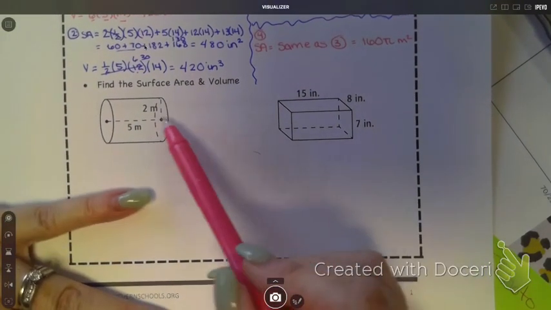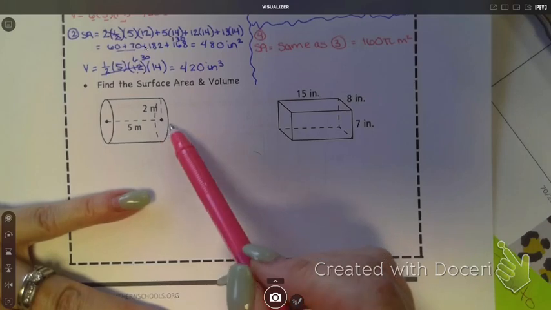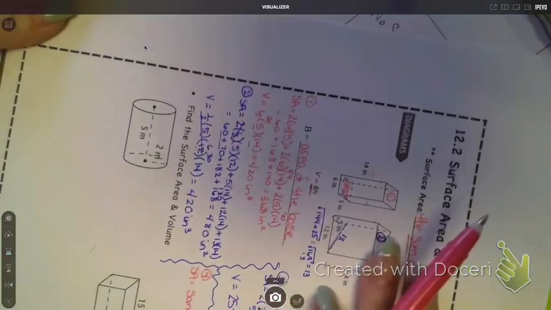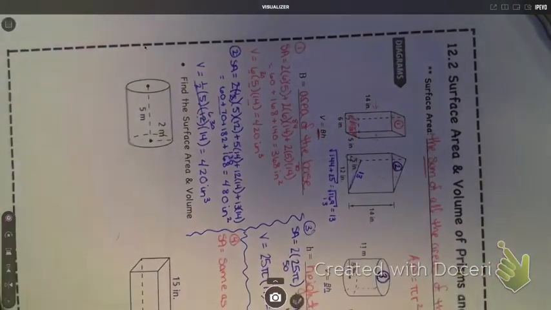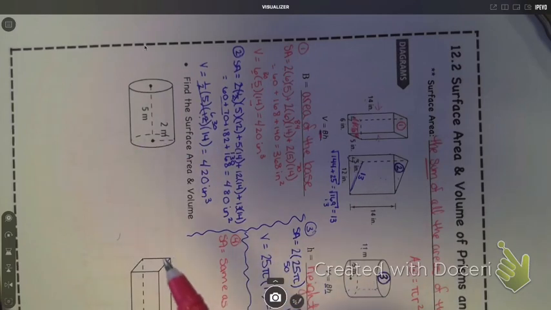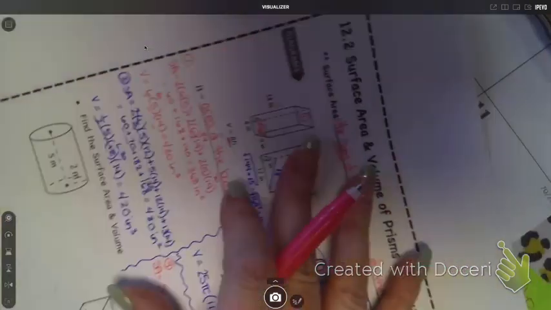Okay, so I want the surface area and volume of each of the following shapes. The cylinder is on the side. Does it change that the base is here? No. If you need to move your paper like this to do the problem, can you? Now do you see the base? Mm-hmm. Okay.